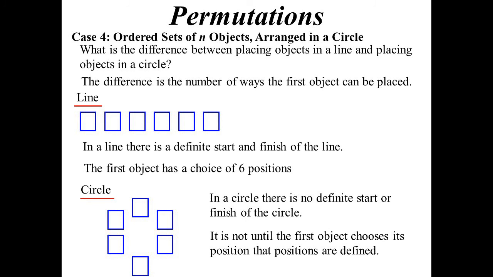Now, once that first object goes in, the positions are now defined. Because once you have an object there, I can say, oh, well, say you did pick the top one, I can say, oh, well, this is the first one next to that position. This is the second one. And they won't change now because it's all in reference to the person that's gone into the circle. So that's the difference between the two.